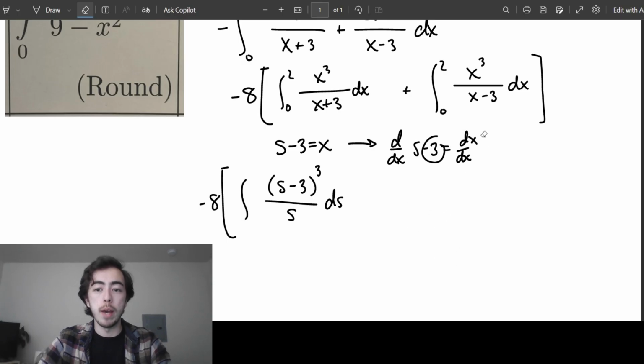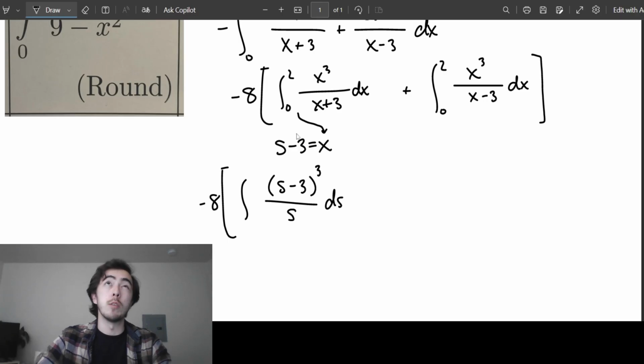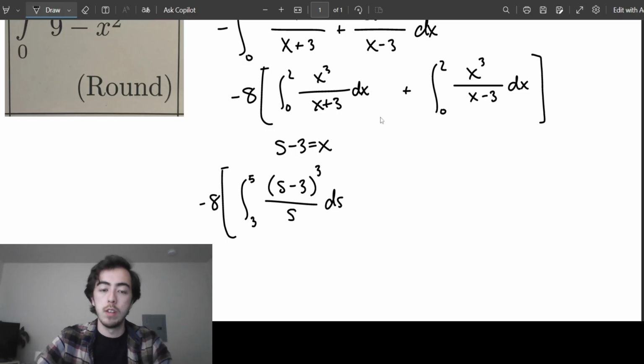And I do need to change the bounds. 0 and 2 are bounds in terms of x. So I will need to plug in that 0 right there and see what value of s I need to get to that 0. And I can see that 3 minus 3 is 0. So this lower bound should be 3. And by the same logic, this upper bound should be 5. Cool. So it looks like I just added 3 to both numbers for my bounds.